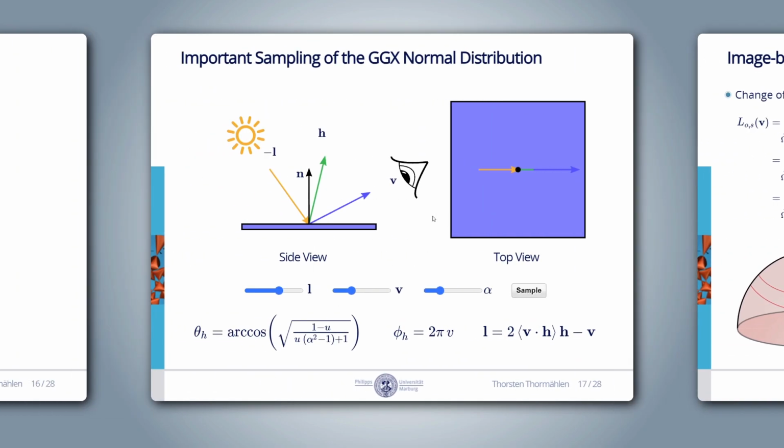But the normal distribution function D, for which we can perform importance sampling now, is a function of the half-way vector h. In this visualization on the left side, we look at the plane spanned by the surface normal and the view direction. We are interested in a relation between the polar angles theta h and theta. In the coordinate system of the surface normal n, this relation is not trivial. However, in a spherical coordinate system in which the view direction is the z-axis, the relation of the polar angles is quite simple.